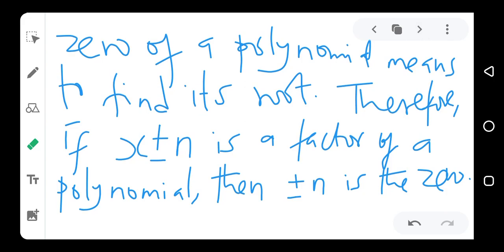So that is it about the factor theorem, the remainder theorem, and a little thing about the zero of a polynomial.